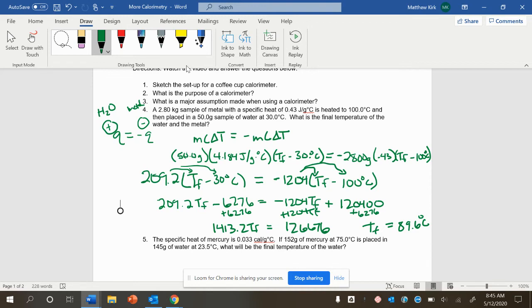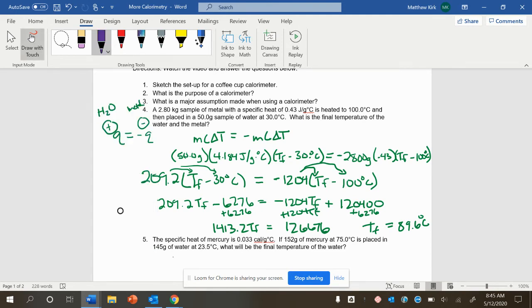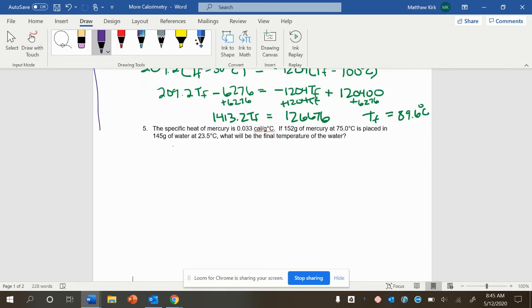Again, the key assumption we make when we put that heated up piece of metal into our water is they have that same final temperature, because we're going to have energy lost equaling energy gained. And again, this is just one way to use a calorimeter. Are we ready to try another one maybe? Okay, let's try number 5.